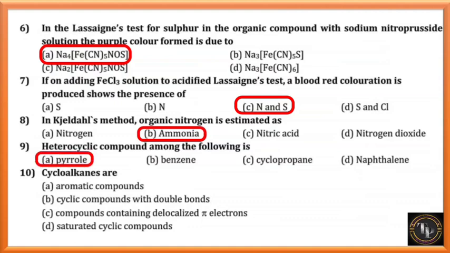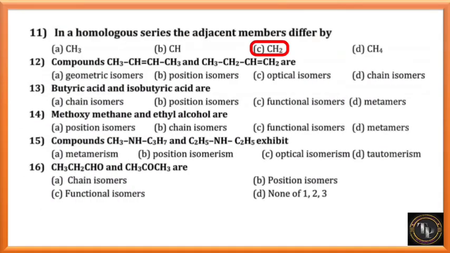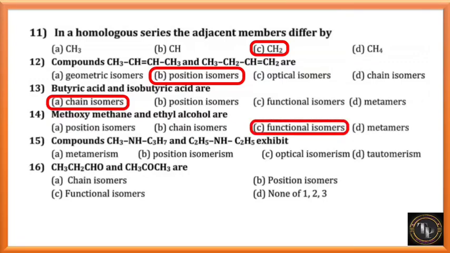These are the answers. In a homologous series, the adjacent members differ by CH2. Very important. They are position isomers only, because the double bond position is different. The molecular formula is the same. Butyric acid and isobutyric acid are chain isomers. Methoxymethane and ethyl alcohol are functional isomers. Compounds exhibit metamerism.